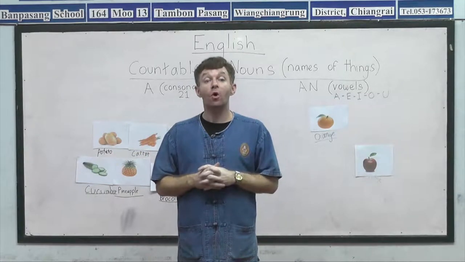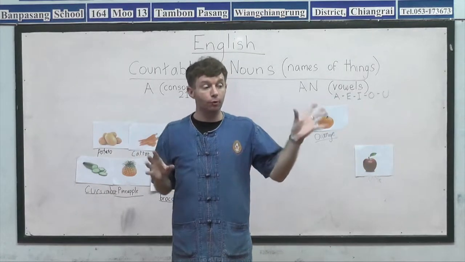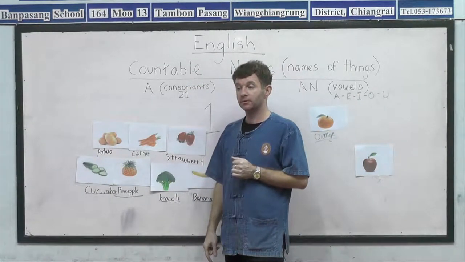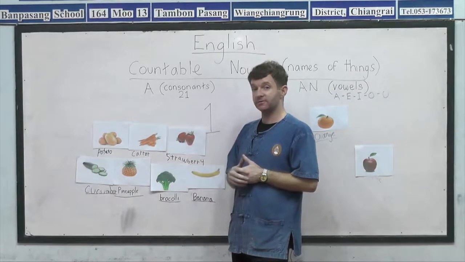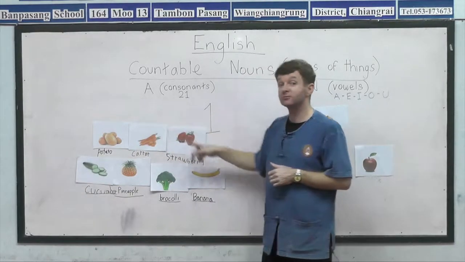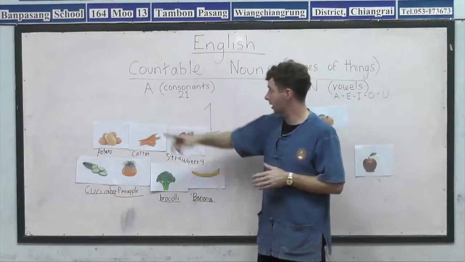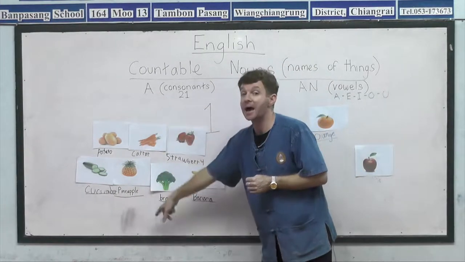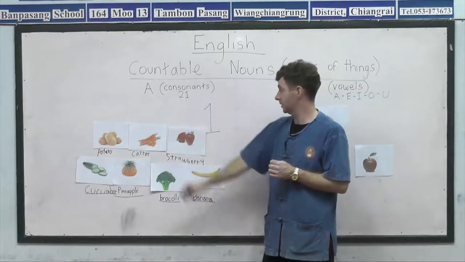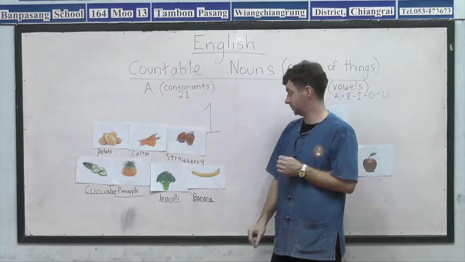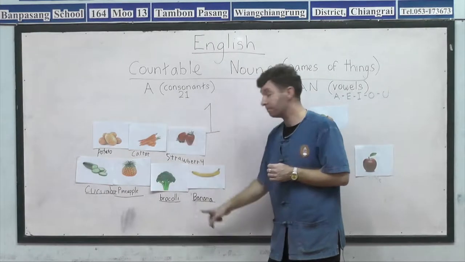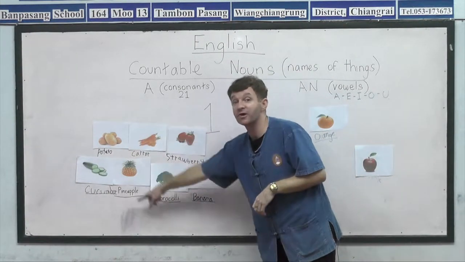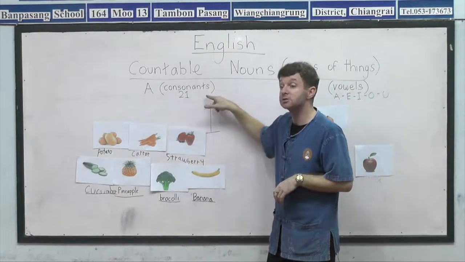So guys, all together, ready? We've got our two groups on the board now. A potato. A carrot. A strawberry. A cucumber. A pineapple. A broccoli. A banana. Excellent. All of the first letters are consonants.